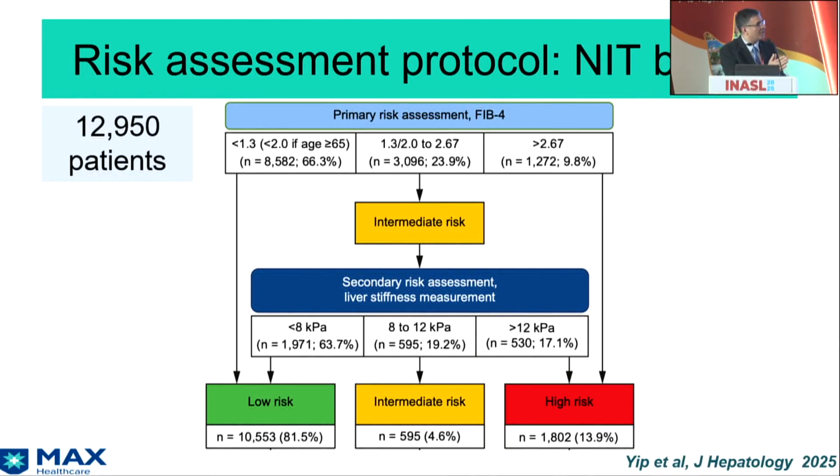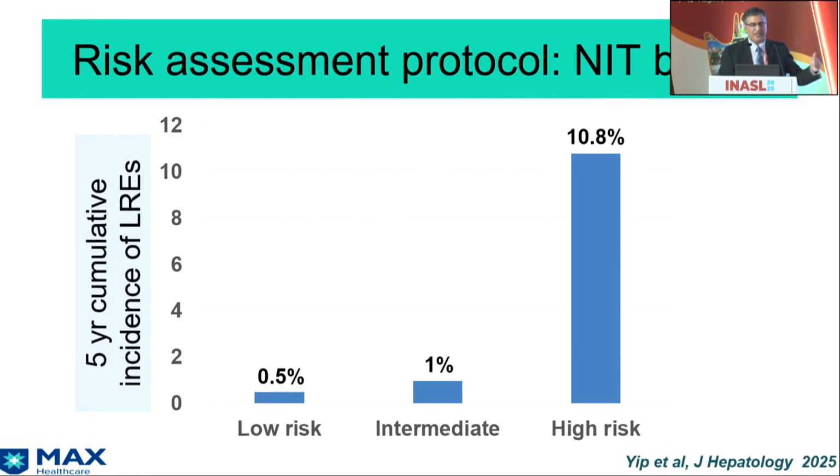In more than 12,000 patients, the primary risk assessment was done by using FIB-4, and the intermediate group was then subjected to fibroscan: less than 8 low risk, 8 to 12 intermediate risk, and more than 12 high risk. By following these patients over time, the 5-year cumulative incidence of liver-related events was directly proportional to this risk stratification. So high-risk patients are the ones who are likely to progress and therefore should be targeted with pharmacotherapy.